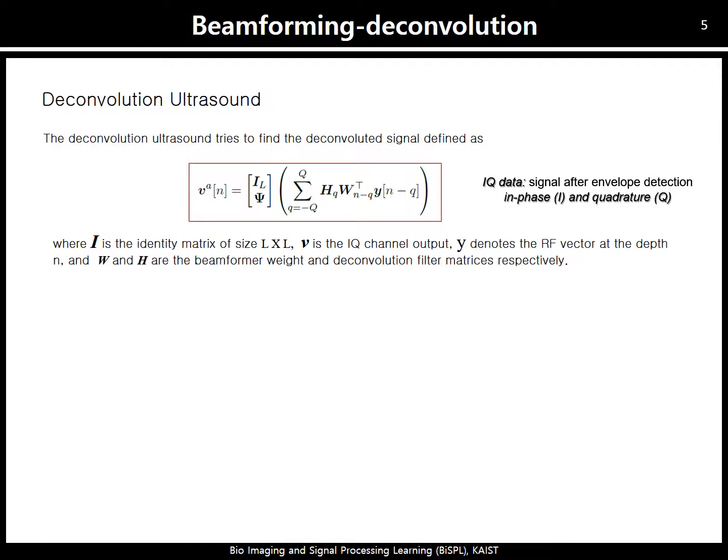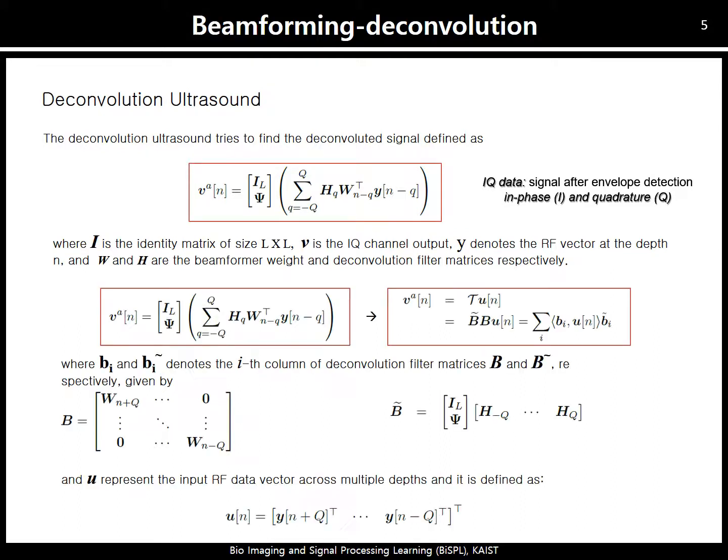Accordingly, the above equation can be simplified as follows, where B and B tilde denote the deconvolution filter matrices, and U represents the input RF vector across multiple depths. So U is nothing but a matrix representation of Y for multiple depths. According to the deconvolution model, the RF image obtained from the raw data after the beamforming operation can be represented as a convolution between the point spread function and the tissue reflectivity function.